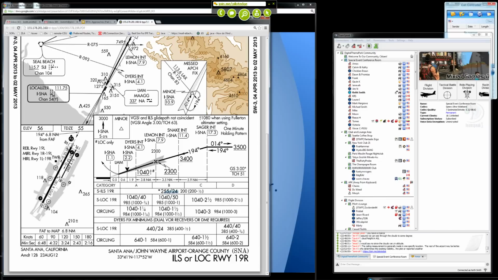And so what happens is you shoot it as a non-precision approach. You actually shoot it when you're circling. You fly the localizer version of the approach. You get down to the circling minimums. Notice how much higher the circling minimums are. They are, for us as a category A, 984 feet above the ground, or 1,040 MSL. So that's what you'll be looking for on the altimeter.